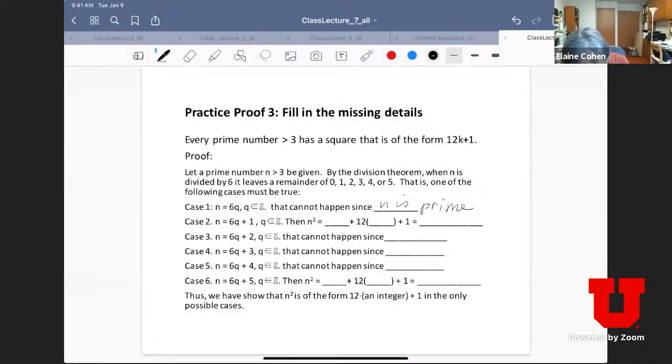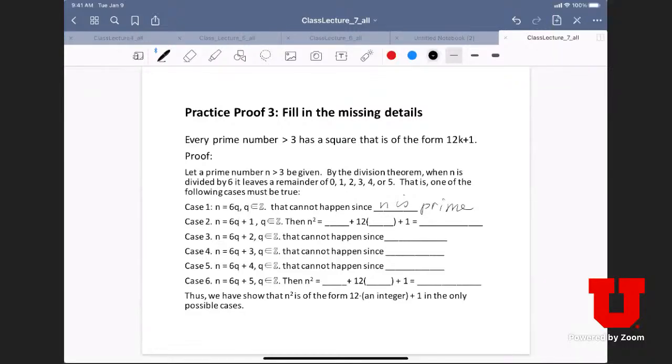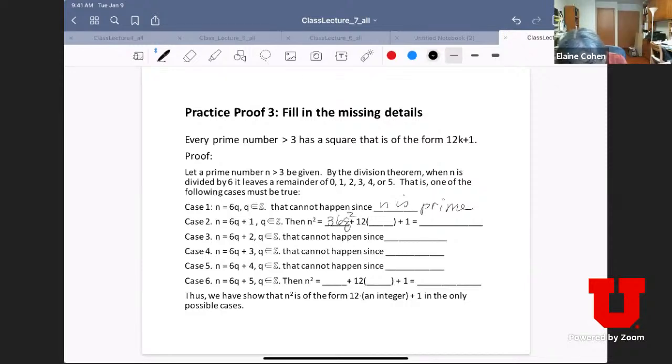And the rest of the statement. And then we have, suppose n is equal to 6q plus 1. Then n squared is equal to what? Well, 36q squared plus 12 times 2q plus 1. And what's that equal to? That's equal to 12 times 3q squared plus 2q.